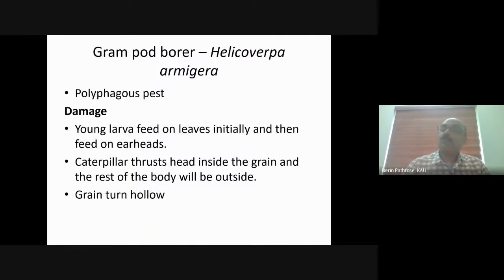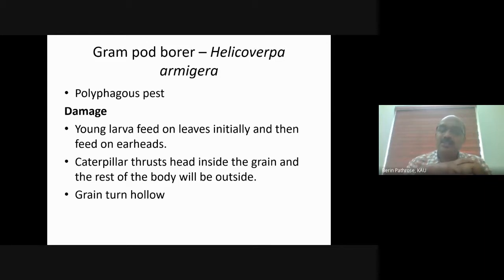The next one is gram pod borer, Helicoverpa armigera. This is a pest which we will discuss a lot, mainly in the case of cotton, vegetables, etc. This is a polyphagous pest. The young larvae feed on leaf initially, but later shift towards fruiting bodies. In tomato, it attacks fruit. In cotton, it attacks the balls. In wheat, the crop which we are discussing, it feeds on the grain. So its habit is to feed on the economic part, the fruiting part.